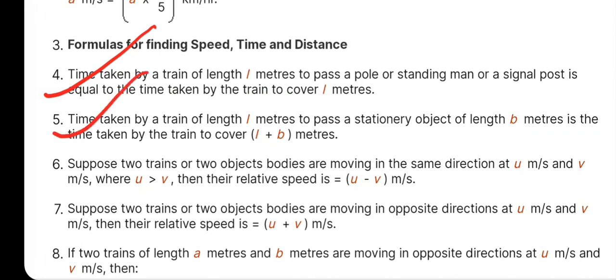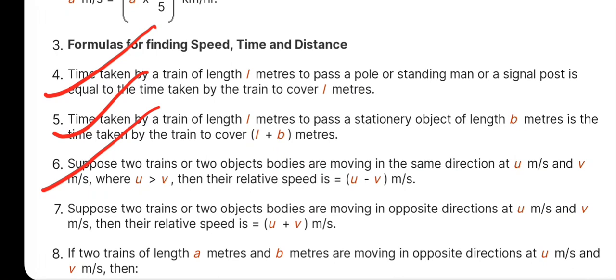Next point: suppose two trains or objects are moving in the same direction at u meter per second and v meter per second respectively, where u is greater than v. Then the relative speed is found by u minus v. I repeat, two trains or two objects are moving in the same direction with u and v meter per second respectively, and if u is greater than v, then the relative speed is u minus v meter per second. So that is the case of the same direction.